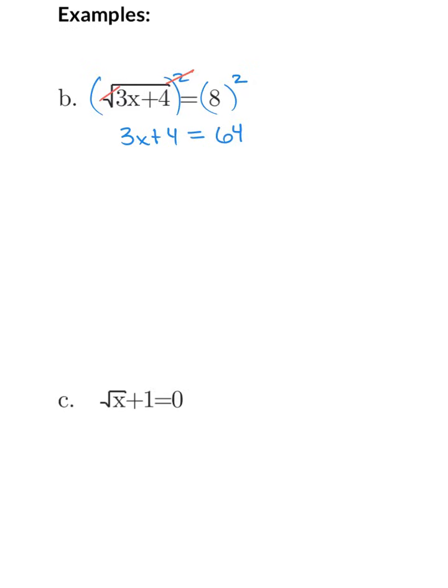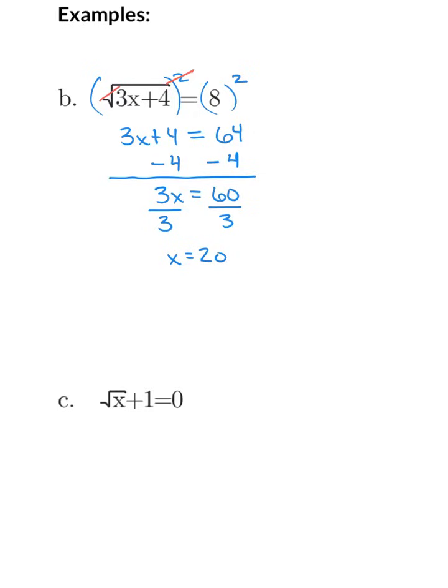From here we have a linear equation. All of my variables are on the left. I need to move all of my constants to the right, so I'm going to subtract 4 from both sides. We get 3x equals 60. Divide both sides by 3, and we get x equals 20.